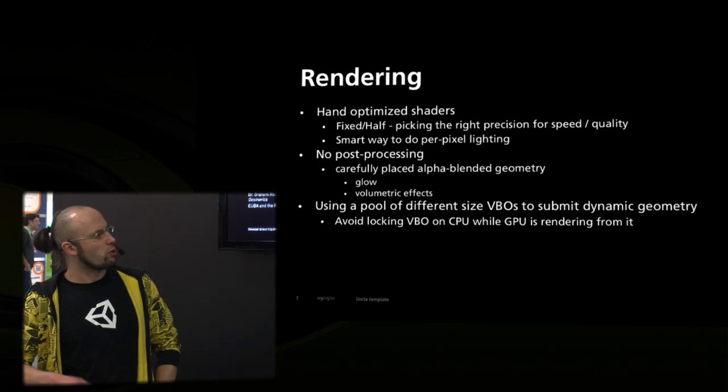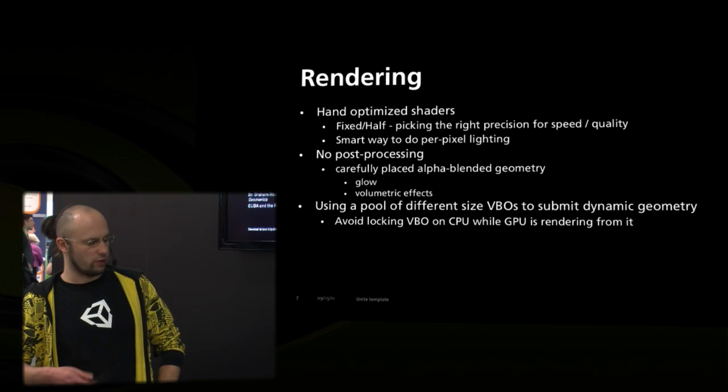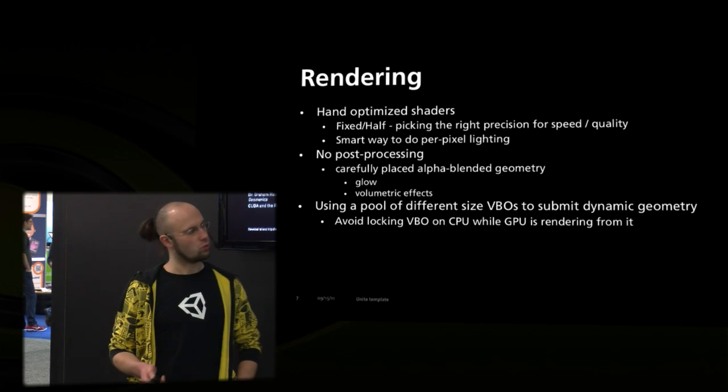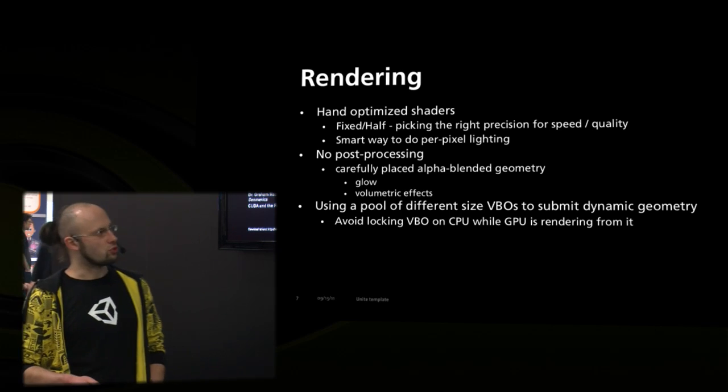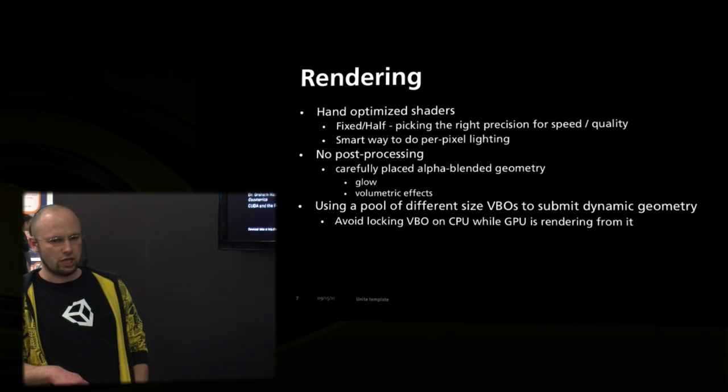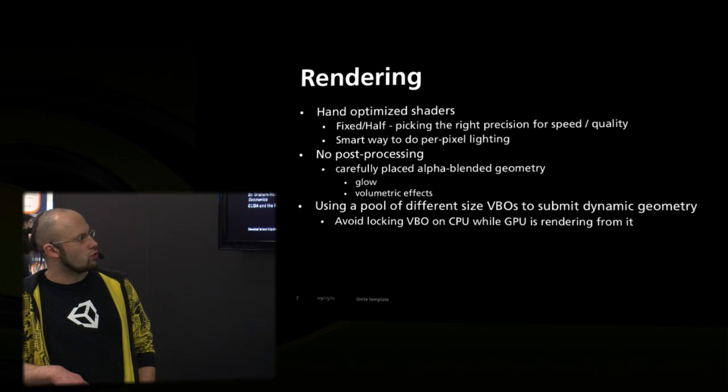The second point: we wanted per-pixel lighting on all our characters and weapons, but doing that properly with the proper calculations was a little bit too expensive. So instead we developed an old-school way of using lookup textures to sample the lighting. I will talk about that a little bit later.